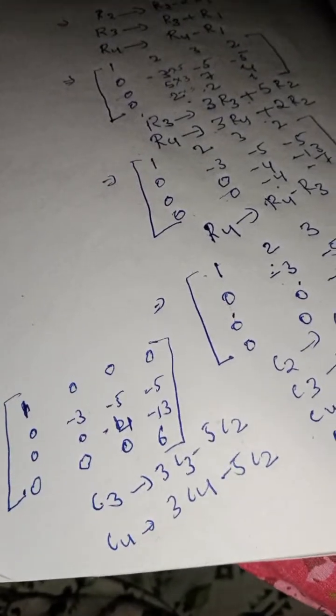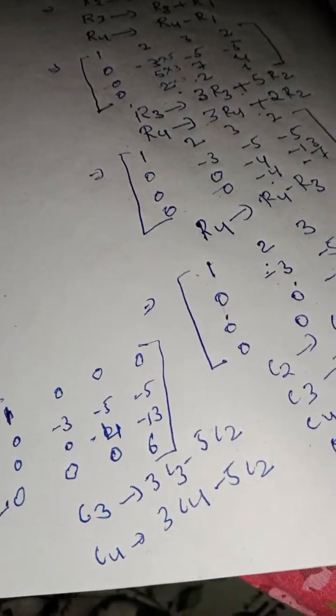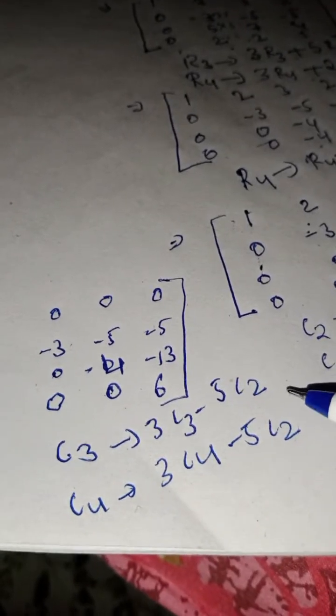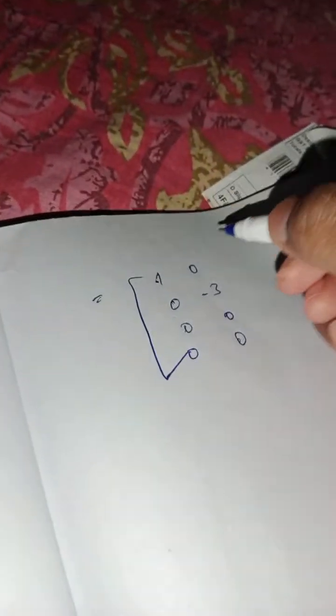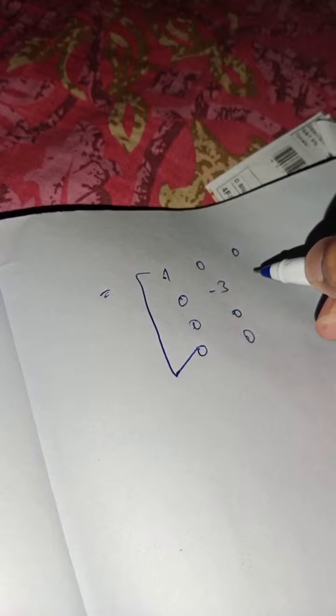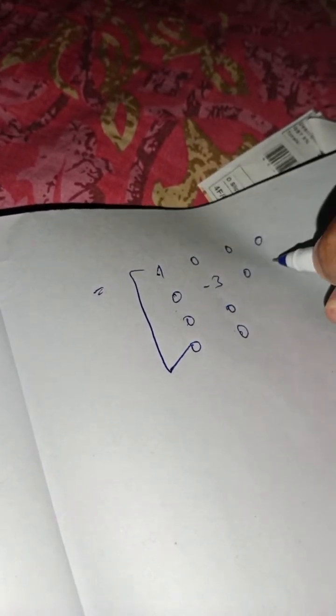So next is 0, minus 5, minus 4, 0, right? So we have performed column operations, right? Here, minus 15 plus 15 will be 0. So we have to write 0, 0, 0, 0, and this one will also be 0, 0.